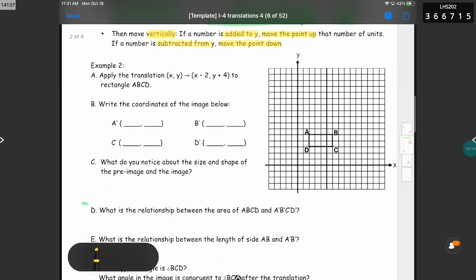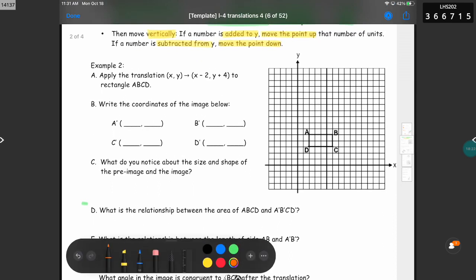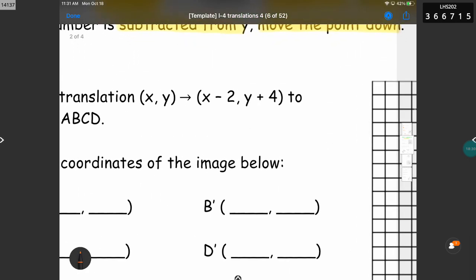Apply the translation (x, y) translates to (x minus 2, y plus 4) to rectangle ABCD. All right. X minus 2, what does that tell me to do? Go left 2. And what does y plus 4 tell me to do? Move up 4. Okay, up 4.